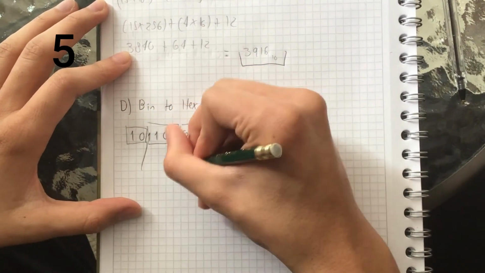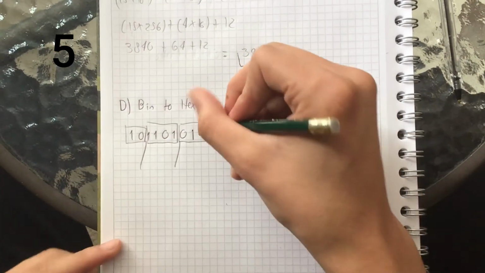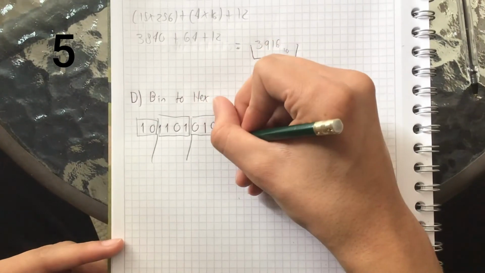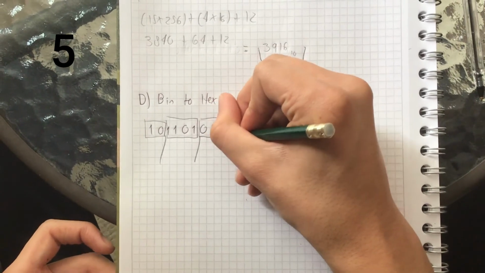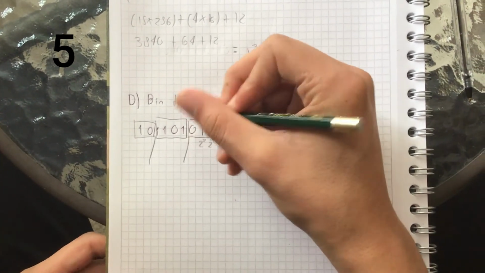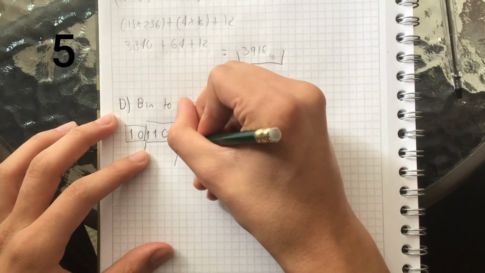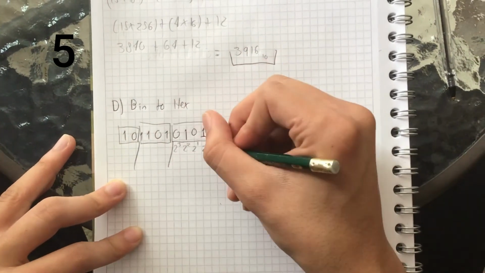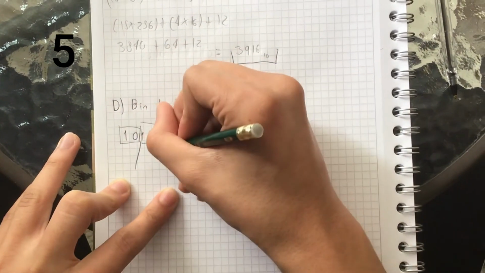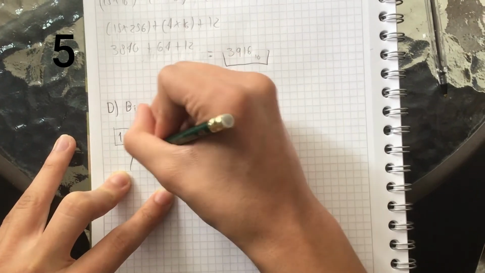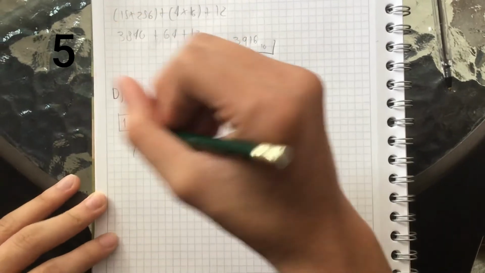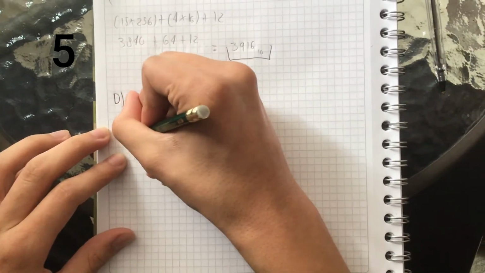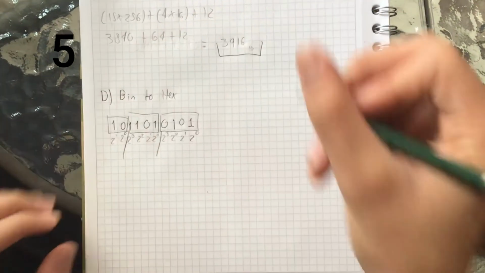We need to divide these three groups. Then each number, the first number, would be multiplied by 2 to the 0th power, the second by 2 to the 1st, the third by 2 to the 2nd, and the fourth by 2 to the 3rd. We will repeat this process in the other group: 2 to the 0th, 2 to the 1st, 2 to the 2nd, 2 to the 3rd. And the same process in the last box. So 2 to the 0th and 2 to the 1st.